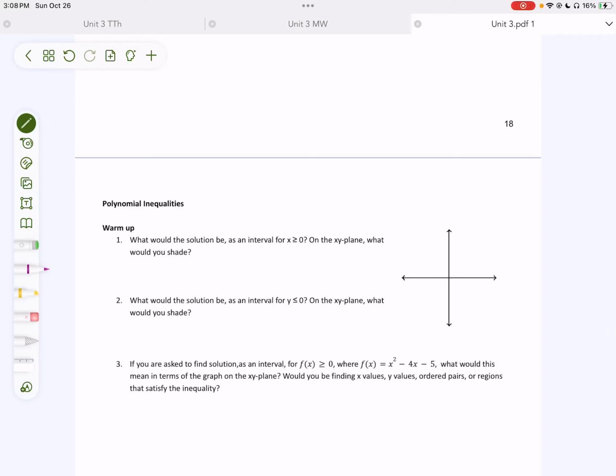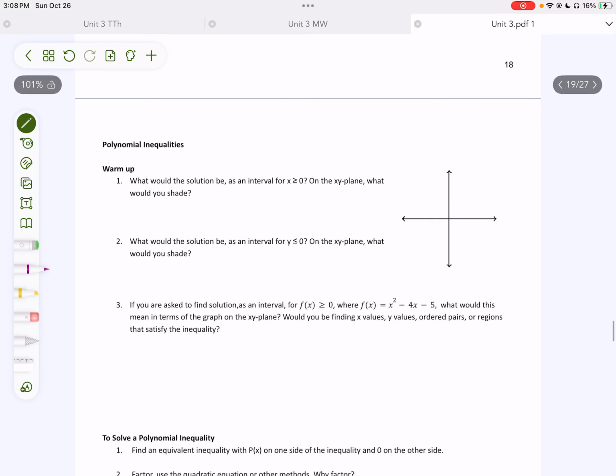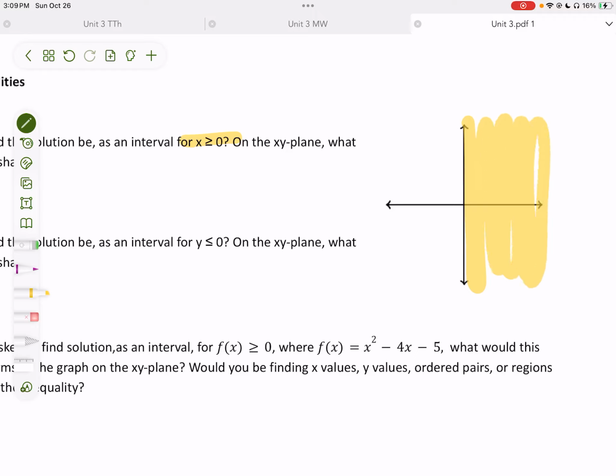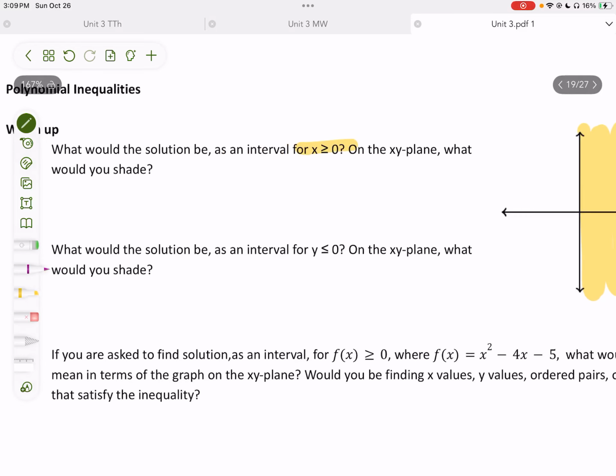This video is going to cover polynomial inequalities. Starting with our very first warm-up question, what would the solution be as an interval for x is greater than or equal to 0, and where would you shade? Well, if I'm thinking about x values being greater than or equal to 0, and thinking about all of my positive x values, I would shade on this side. If I'm writing it as an interval, I would have 0 to infinity, including the 0, and that would really be essentially a domain.